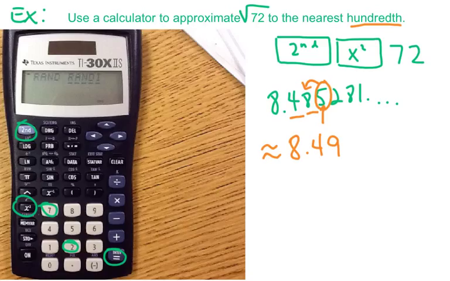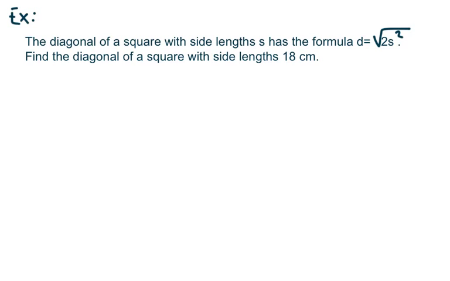We are now going to do a few examples of applying what I have taught you on these two pages of this video. So the next example is going to be finding the diagonal of a square. So please copy down this information. The diagonal of a square with side lengths s has the formula d equals the square root of 2s squared. Find the diagonal of a square with side lengths 18 centimeters.